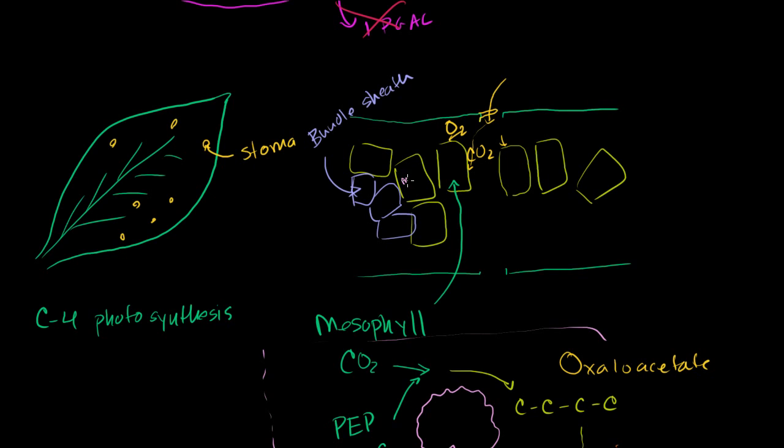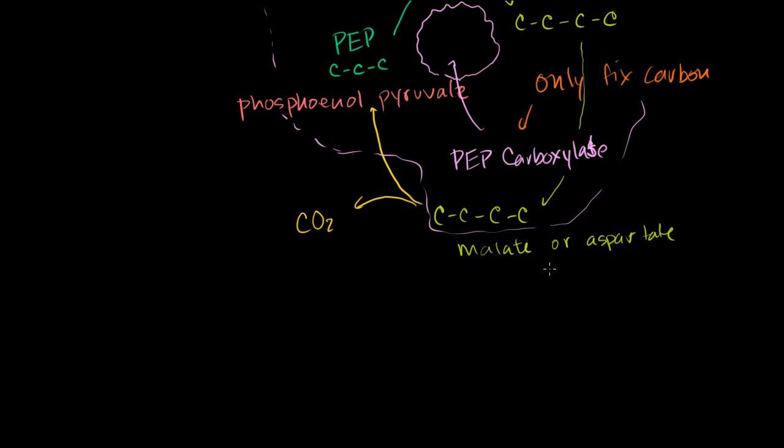So you have this malate. And then the malate actually gets transferred into these bundle sheath cells via little tubes that connect the cells, called plasmodesmata. Sounds like the name of a horror movie. So let me draw this a little bit neater.